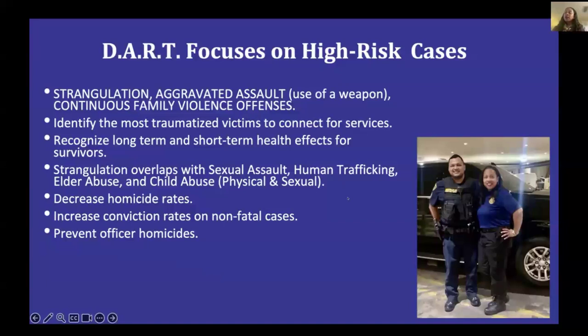But DART ultimately was designed to decrease homicide rates, and we wanted to increase conviction rates on non-fatal cases so we didn't have constant recidivism. And also, it's critical that you know that when you're attacking domestic violence head on, especially these high lethality cases, you're preventing officer homicides, because domestic violence offenders are more likely to kill and harm our officers. And that is absolutely something that we cannot have happen.